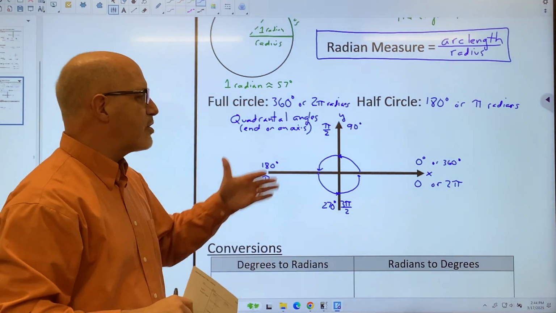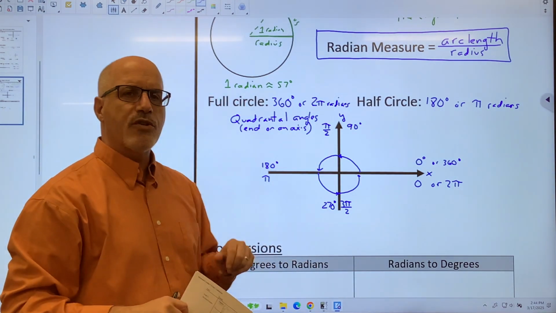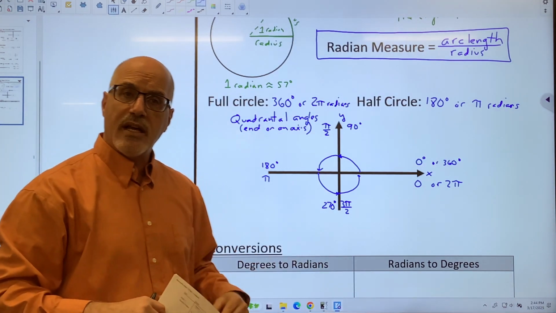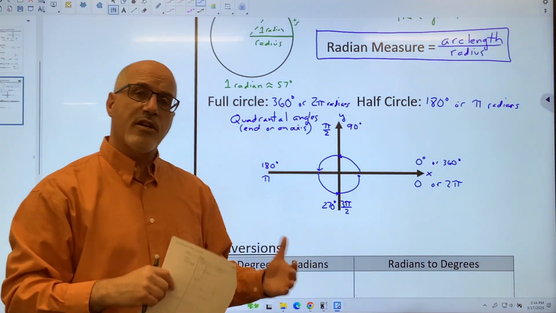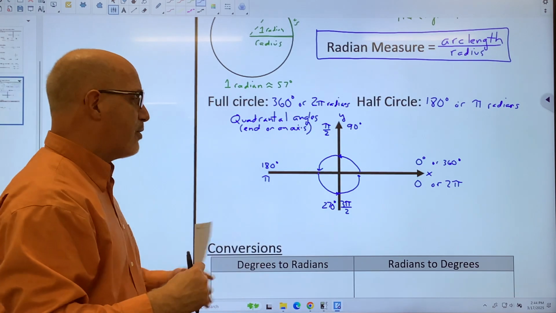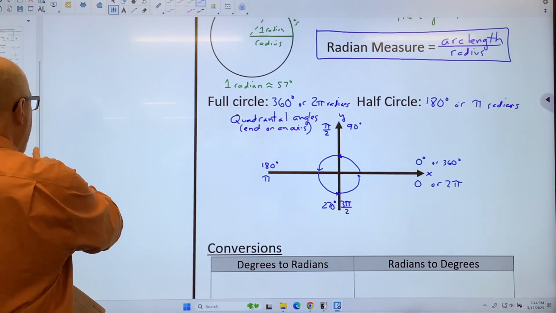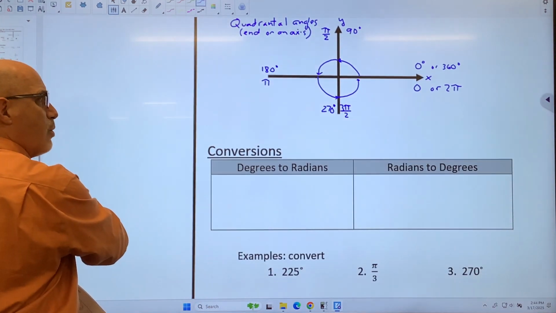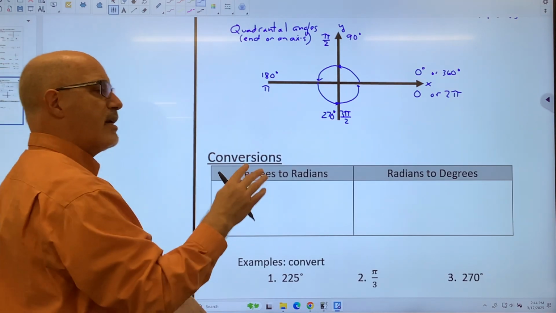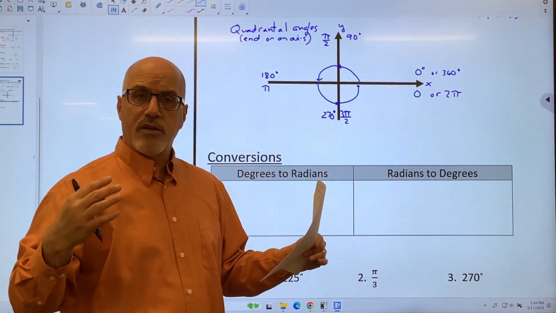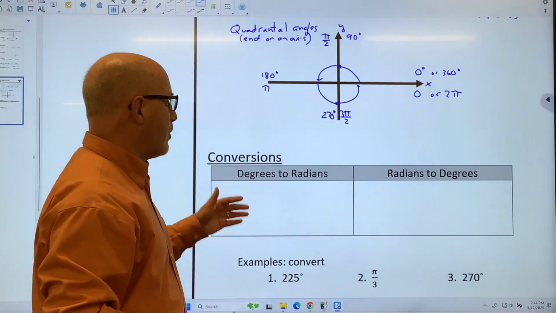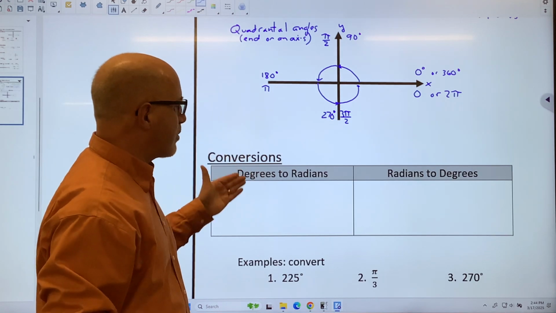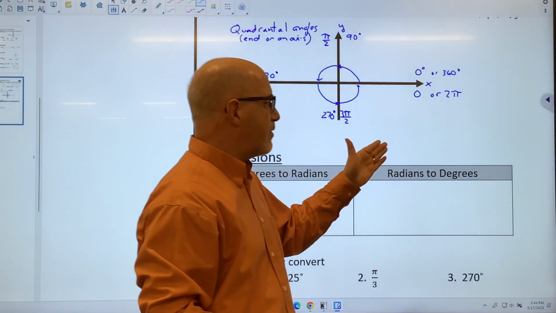And so you have to start getting familiar that if I say pi over 2 radians and you're familiar with degrees, think of that as 90 degrees. Start getting familiar with how those two work together. Now, other angles besides these quadrantal ones also can be converted and related to one another.